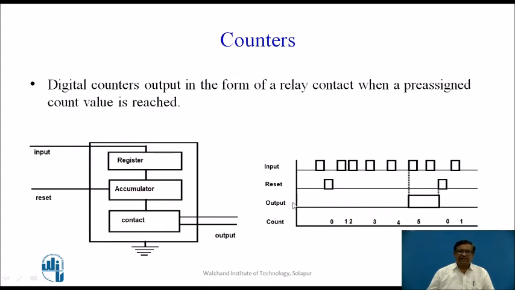The same is explained using this timing diagram. So these are the input pulses. This reset is applied at this point. Input pulses are available from this point. Then the output is activated here. Output means this contact is activated or becomes closed at the end of, say, 5 counts. Here it is shown after 0, 1, 2, 3, 4, meaning 5. After 5 input pulses, after the reset, the contact gets closed. We can change this count from 5 to any other value.